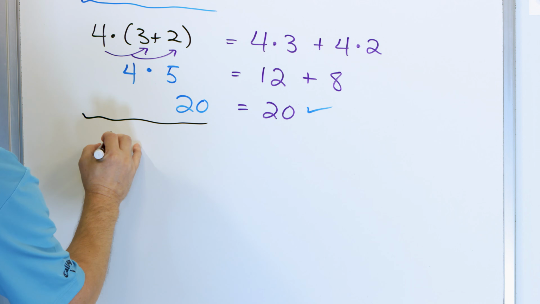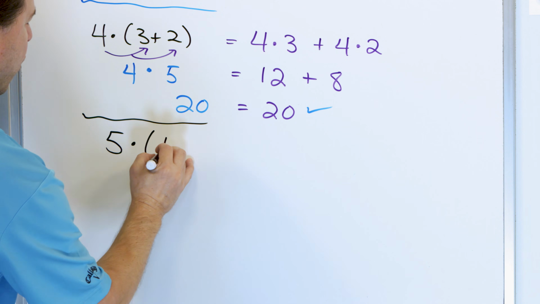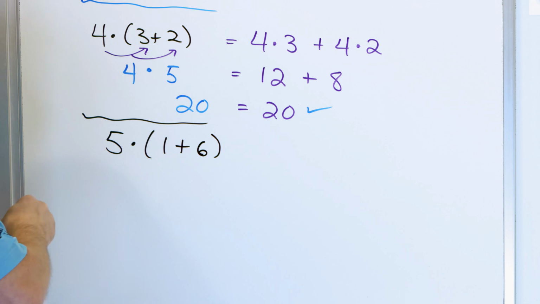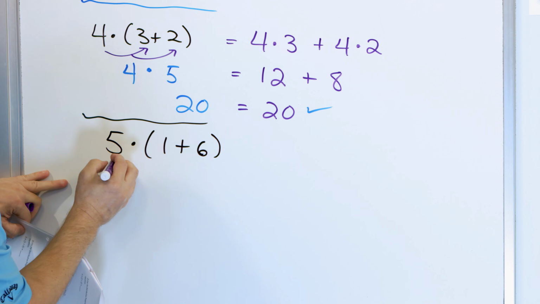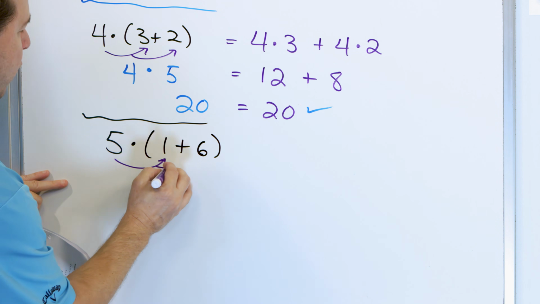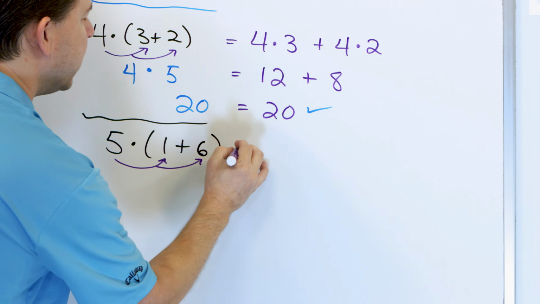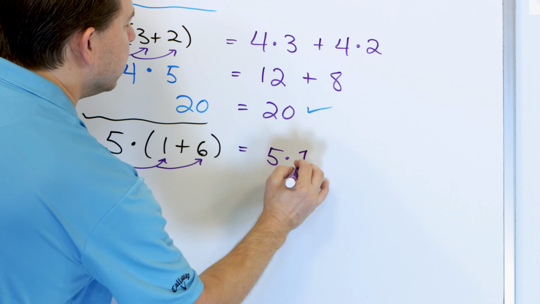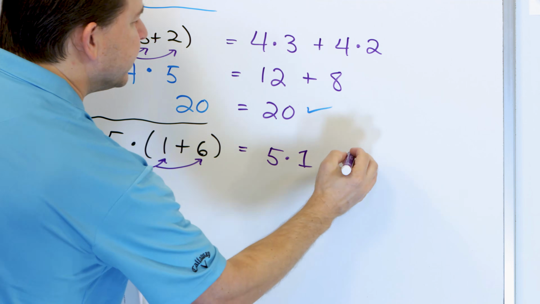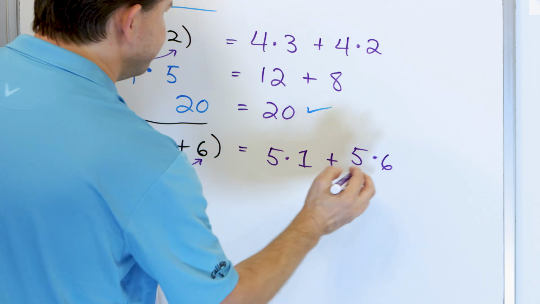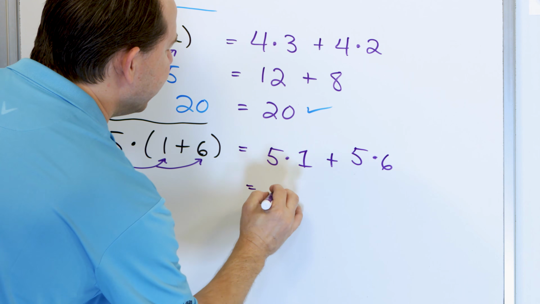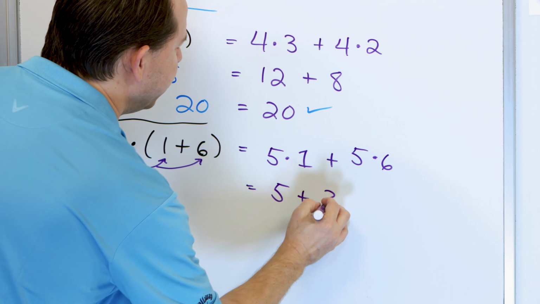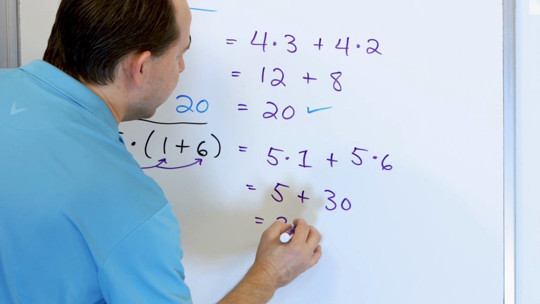All right, next. 5 times (1 plus 6). What do I do? I distribute the 5 into the parentheses, times the 1 and times the 6. 5 times 1, I write as 5 times 1. And then 5 times 6. 5 times 1 would be 5. 5 times 6 would be 30. So what would I get? 35.